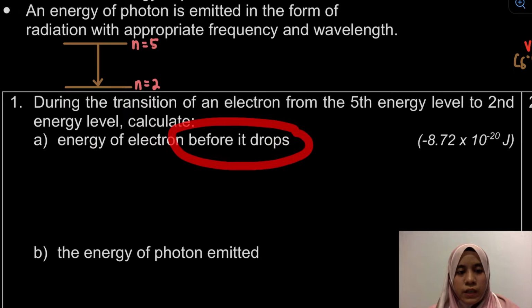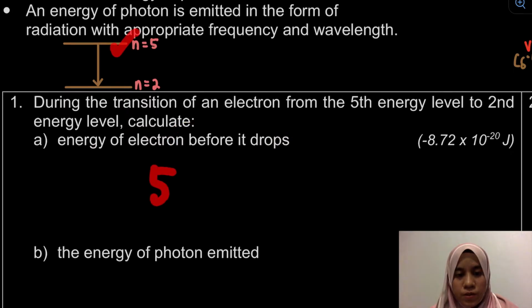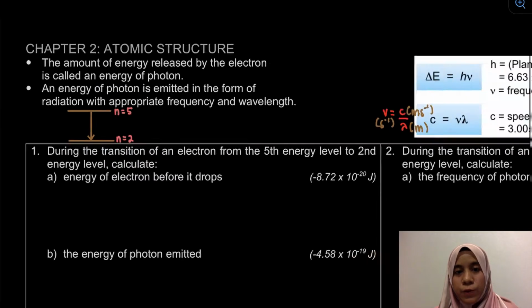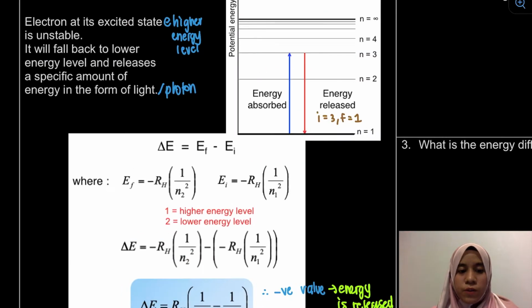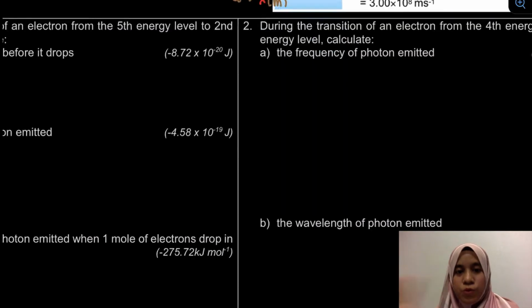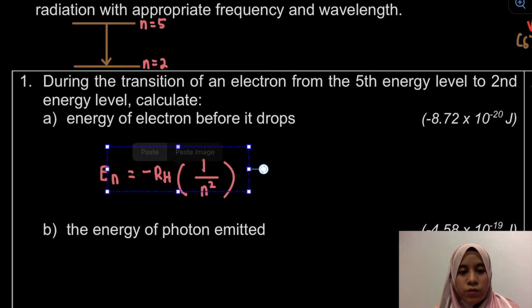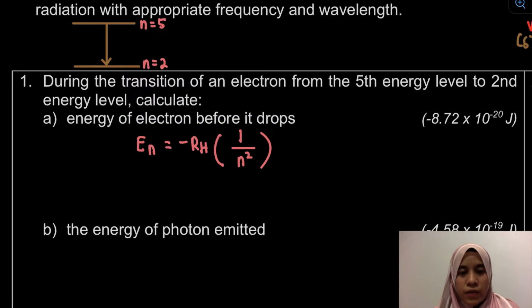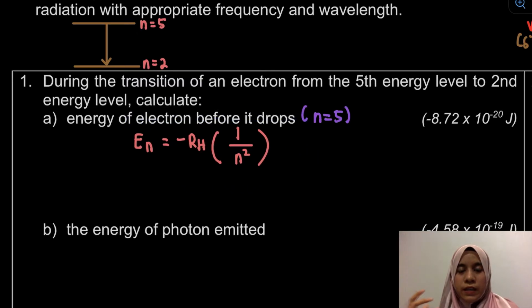So dia calculate energy of electron before it drops. So maknanya dia nak before it drops lagi. So originally dia dekat n equal to 5. So which formula are we going to use? This is actually the energy difference. So kita nak guna energy difference. Kita nak calculate the specific pada n equal to 5. We're going to use the formula from the second postulate. So here I'm just going to write down the formula back. Okay, so n kita remember before it drops, before dia jatuh tu dia dekat tingkat 5.